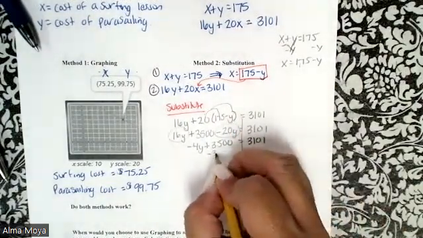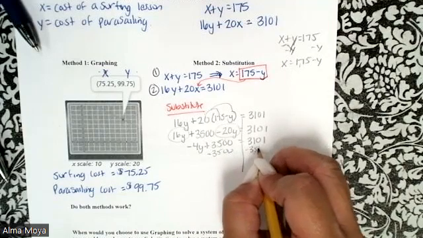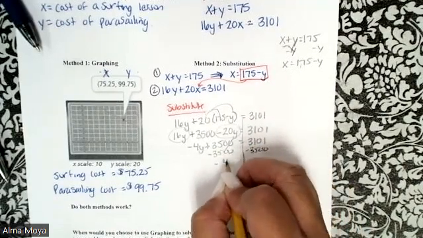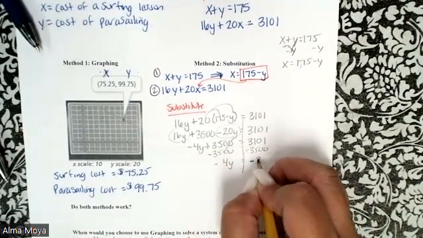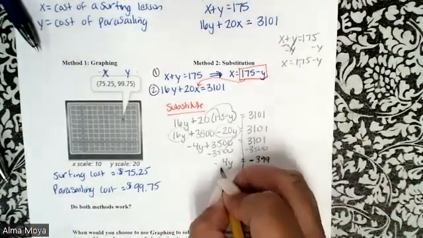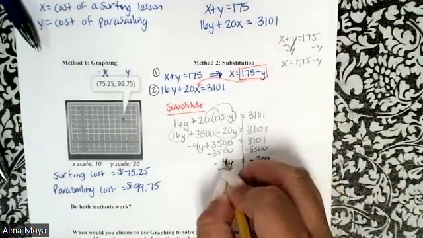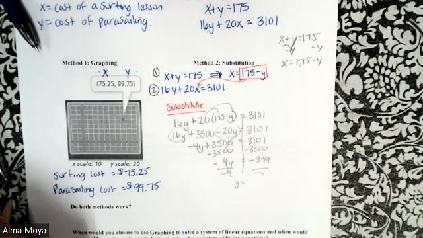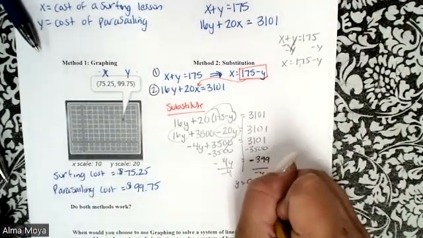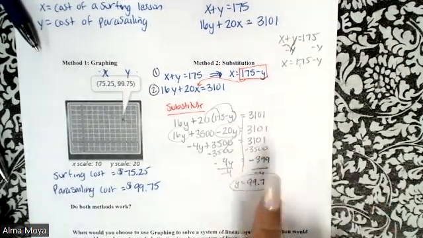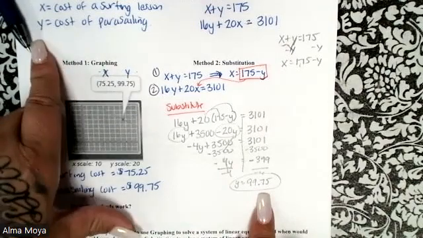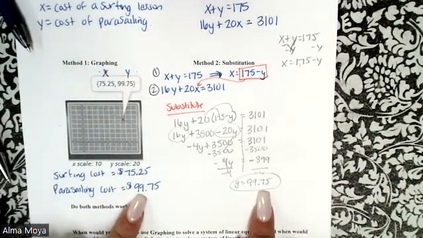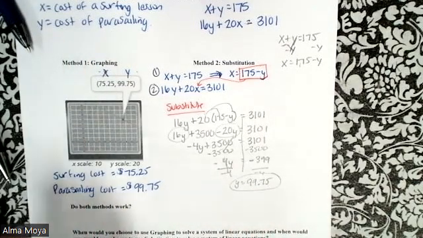I'm going to subtract the 3,500 from both sides. So I have negative 4Y equals negative 399. And the last step is to divide by negative 4. So negative 399 divided by negative 4 equals 99.75. And we knew that, look, the cost of parasailing was $99.75.